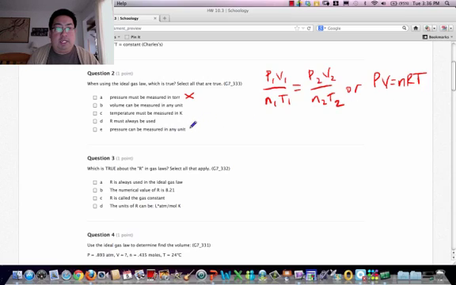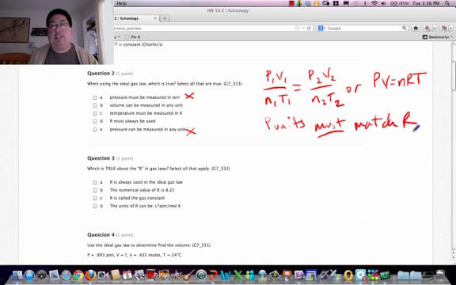That's one we talked about today in class, and hopefully that makes sense. And the pressure must be used and it can be measured in any unit. That's technically true, but not actually. Okay, and the reason why is because the pressure units must match the units in R.